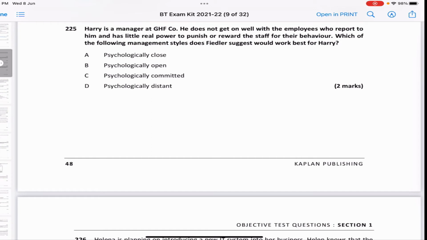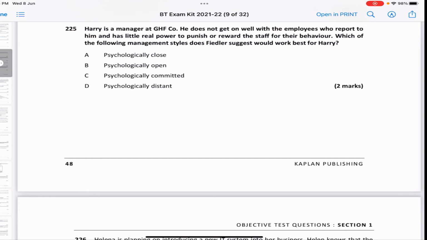Harry is a manager at GHF Co. He does not get on well with the employees who report to him and has little real power to punish or reward the staff for their behavior. So what do you think he needs to do? He needs to be psychologically close or psychologically distant. What do you think should be the answer?